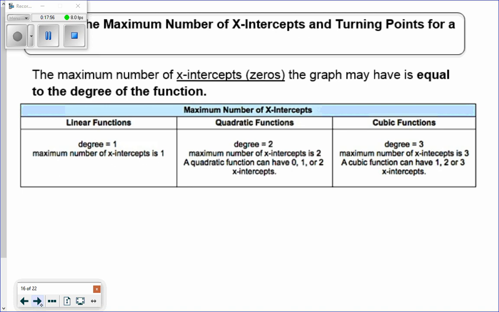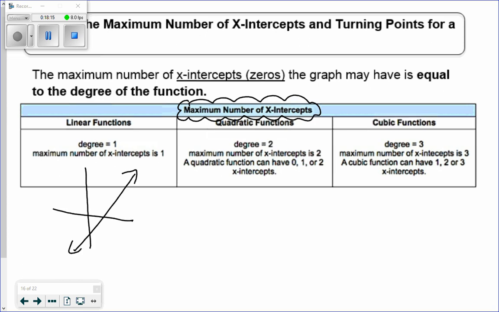I don't know how big of a deal this concept is, but we'll talk about it here. It's the maximum number of x-intercepts. Maximum meaning how many can they have at most. So linear graphs, so lines, it's a degree 1, and the maximum number of x-intercepts it can have is 1.